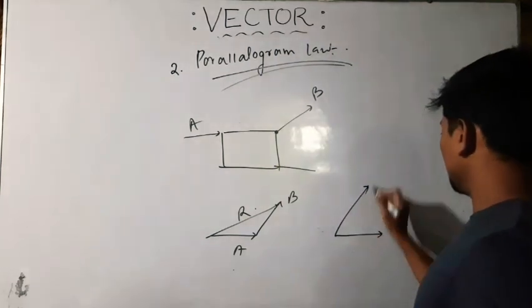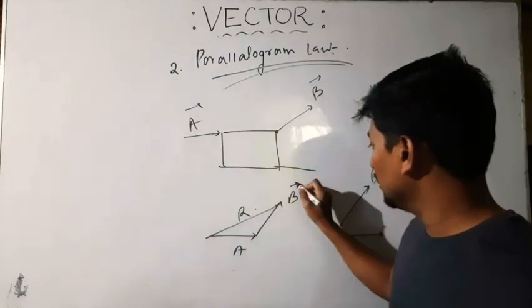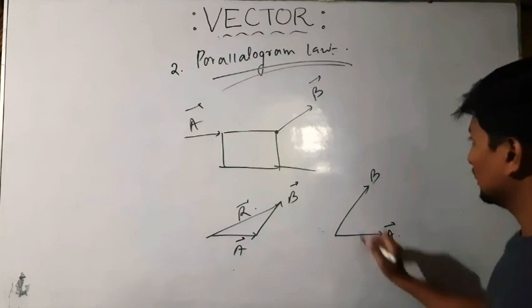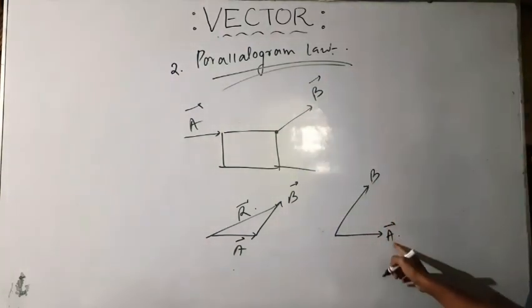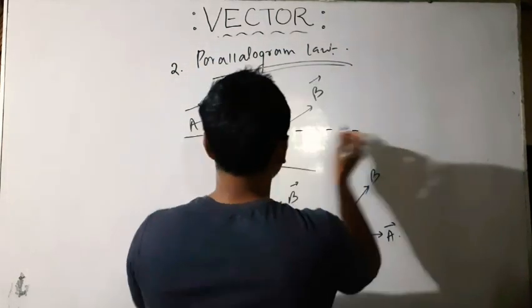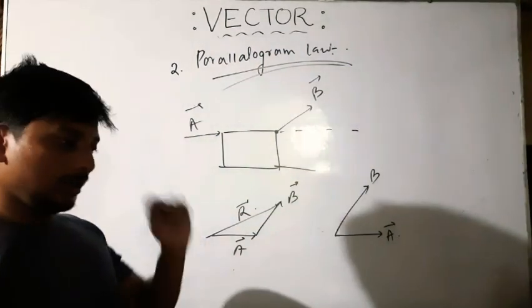Now, what I'll do, I'll be representing them in such a way so that this point becomes the starting point of a vector. Dekho, ami ki korchhilam, along the line of impact I can move this vector anywhere. So it is nice. Now what is parallelogram law?